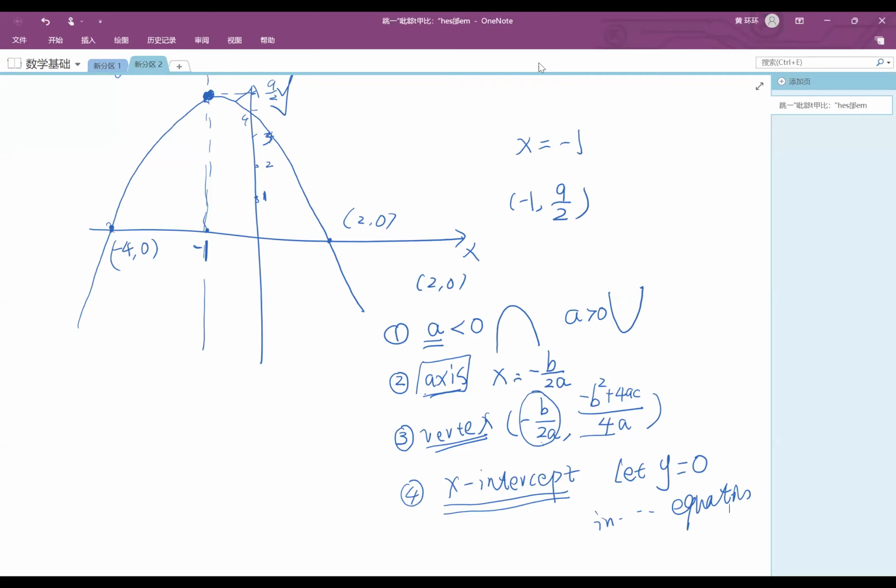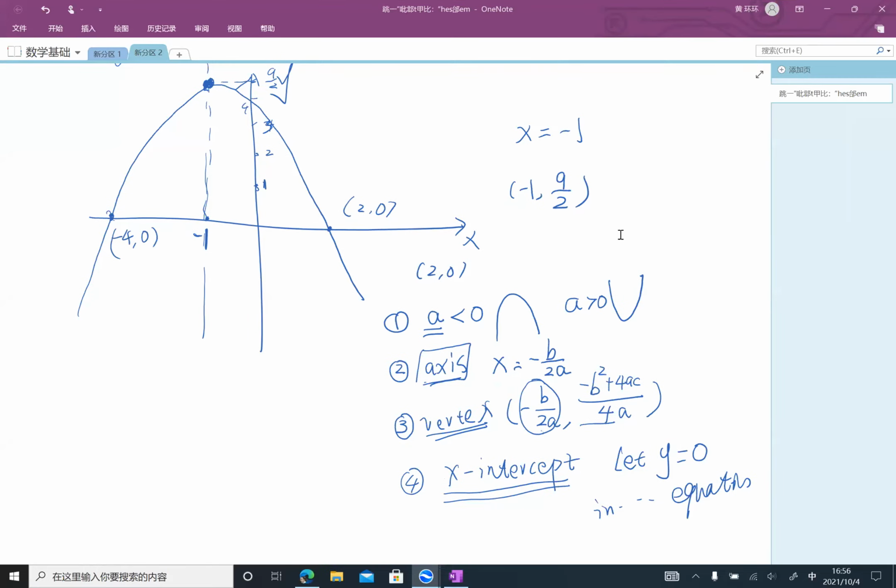Okay, let's wait a moment. Can you see my screen? Yes, we can see it. You need to change your room meeting name like this: serial number, your student number, and your name.